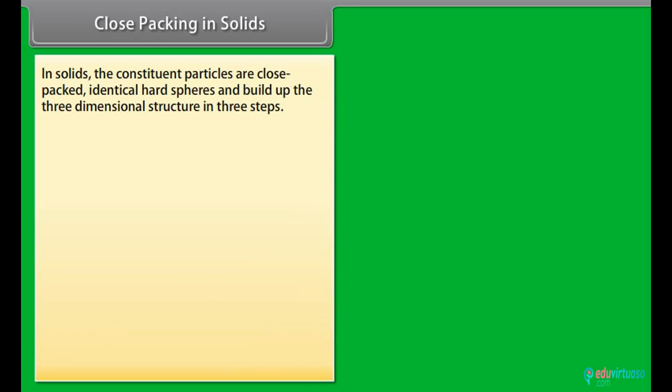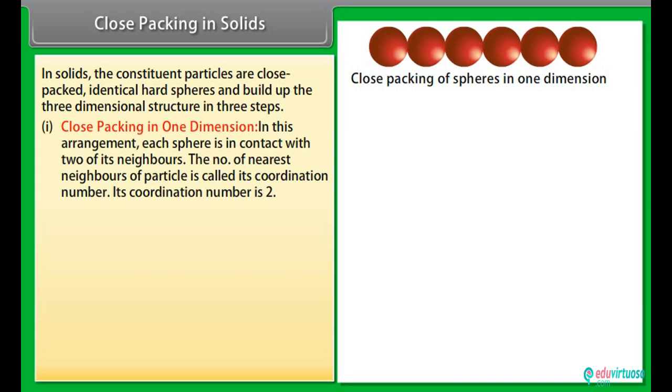Close packing in solids. In solids, the constituent particles are close packed, identical hard spheres, and build up the 3-dimensional structure in 3 steps. 1. Close packing in 1 dimension. In this arrangement, each sphere is in contact with 2 of its neighbors. The number of nearest neighbors of a particle is called its coordination number. Its coordination number is 2.